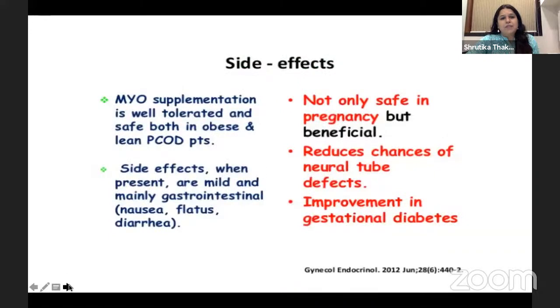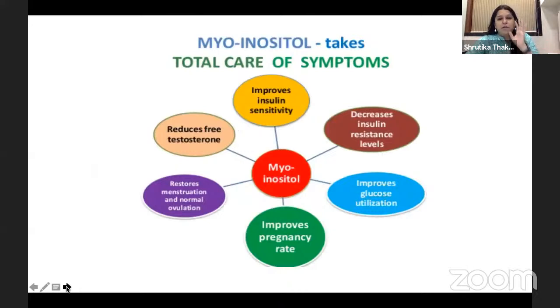There are no side effects of this Myo-Inositol therapy. It is well tolerated by lean as well as PCOS patients. You can probably get mild GI side effects like nausea, flatus, and diarrhea. It is definitely safe in pregnancy. It is definitely beneficial in pregnancy, as I mentioned before, and it kind of prevents GDM, and that is one very significant improvement that we see.